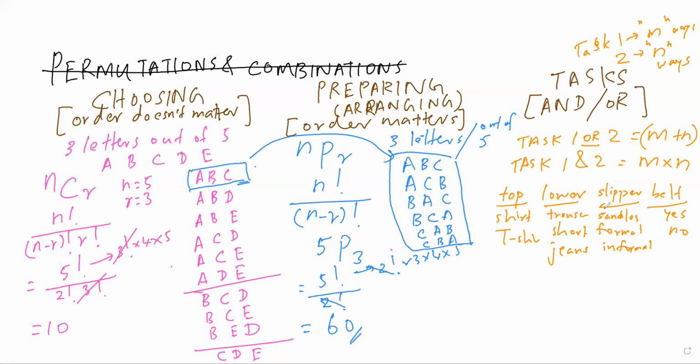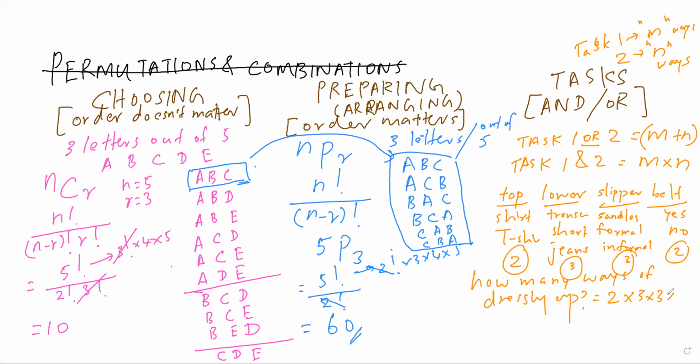So out of this, how many ways of dressing up? That will be, there are 2 ways of doing the top, 3 ways of doing the lower half, 3 ways of doing the slippers, and 2 ways of doing the belt, right? So that will be 2 times 3 times 3 times 2. Okay.